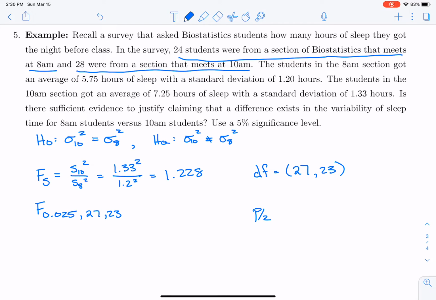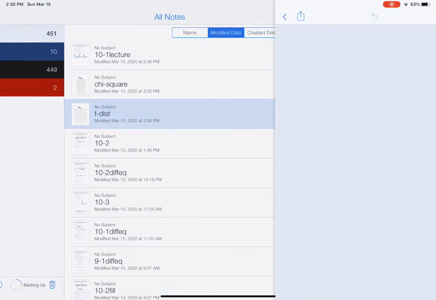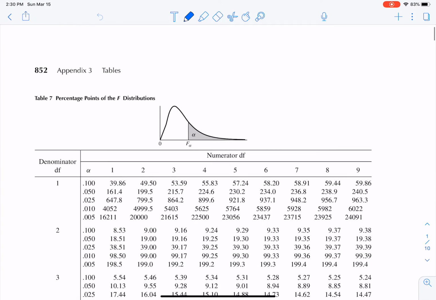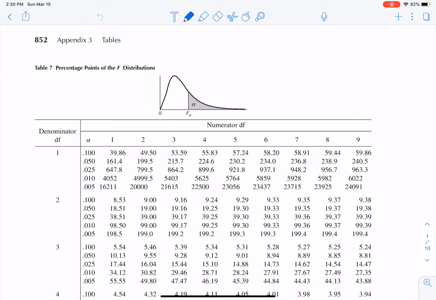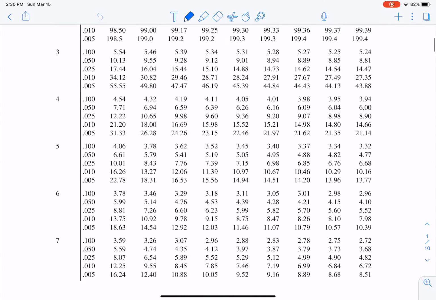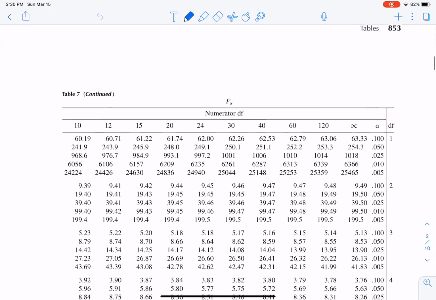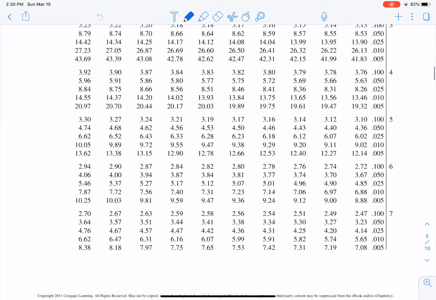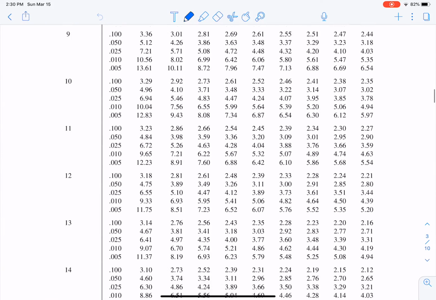So what we're going to have to do is look at the F distribution chart. We have not looked at this one before. This is the F distribution chart. Notice that the probabilities are in the upper tail of the F distribution, and going across the top are the numerator degrees of freedom, and going down the column are the denominator degrees of freedom. So we'll have to cycle through this chart until we find a denominator degrees of freedom that works for us.